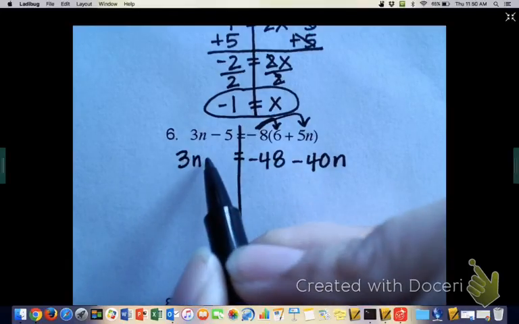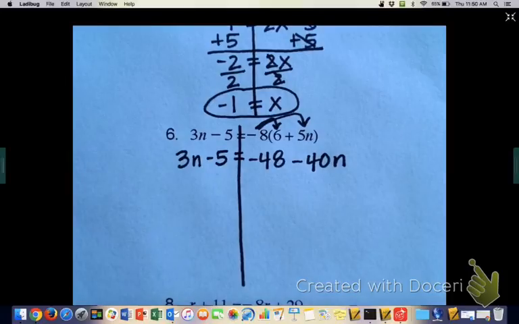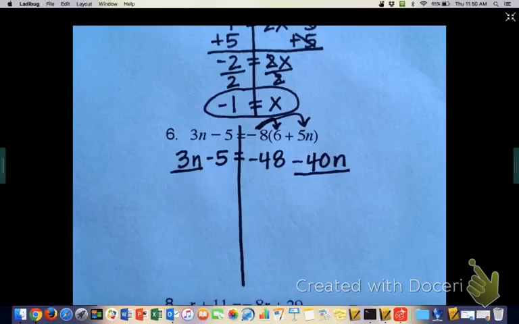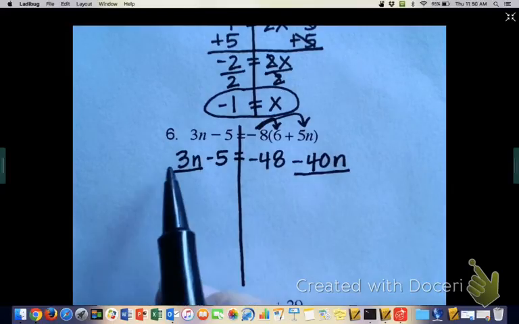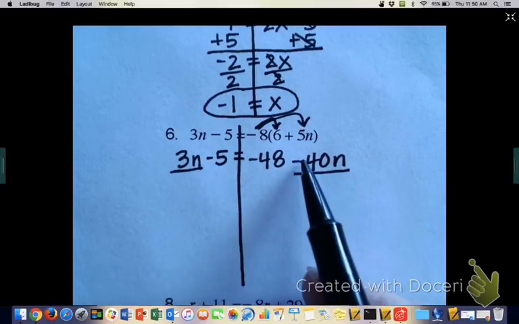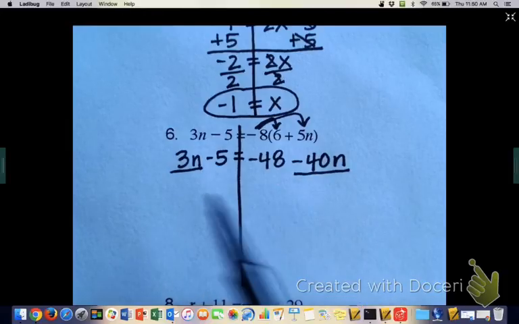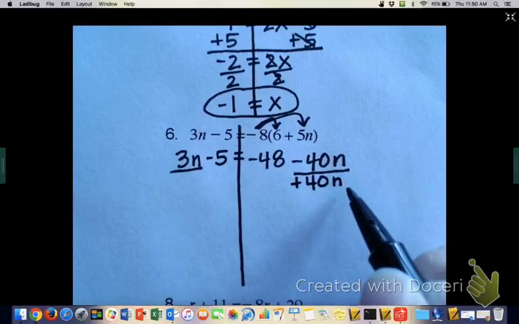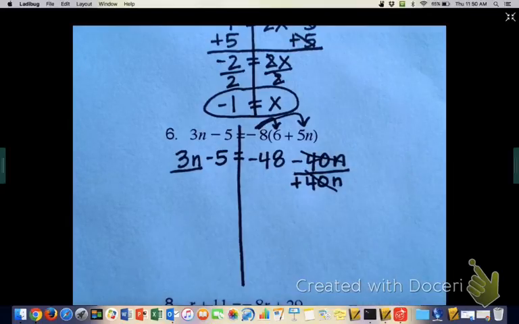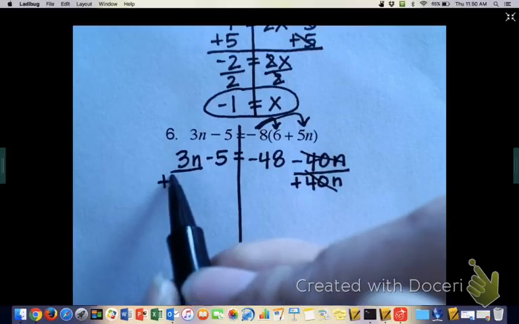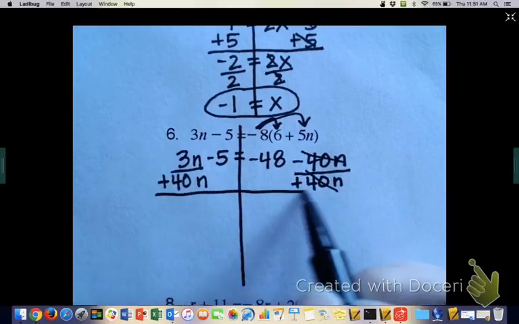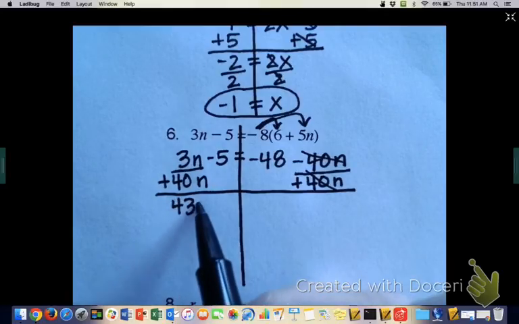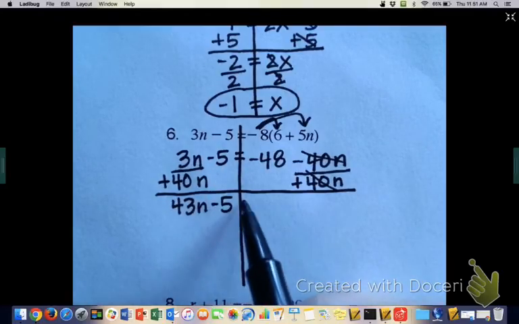3n minus 5. All right, next we have to move either negative 40n or positive 3n by doing the opposite to the other side, so we can either subtract positive 3n or add negative 40n. So I'm going to add 40n over here to get rid of it. So negative 40n plus positive 40n are opposites, so they will cancel. What I did to this side, I'm going to also do to this side. And 3n plus 40n is 43n. Bring down your minus 5. Bring down your equals negative 48.